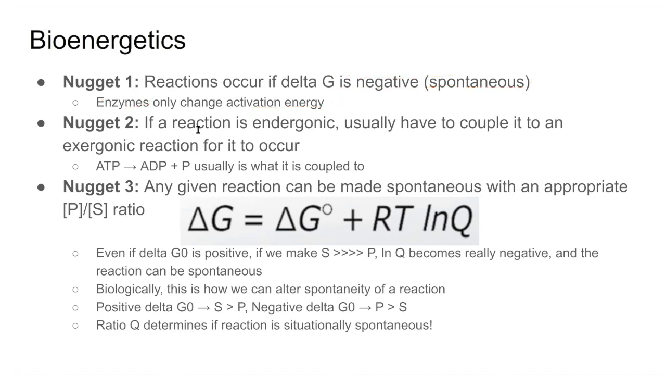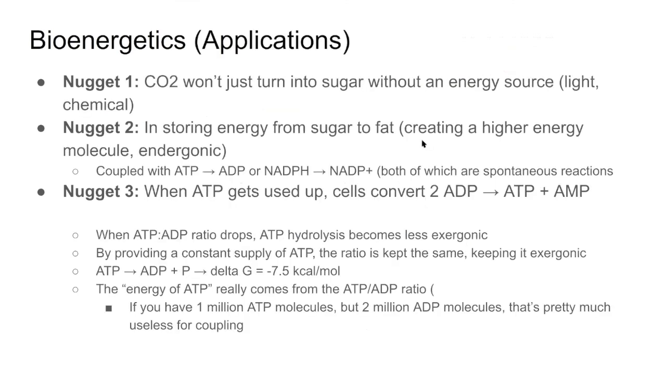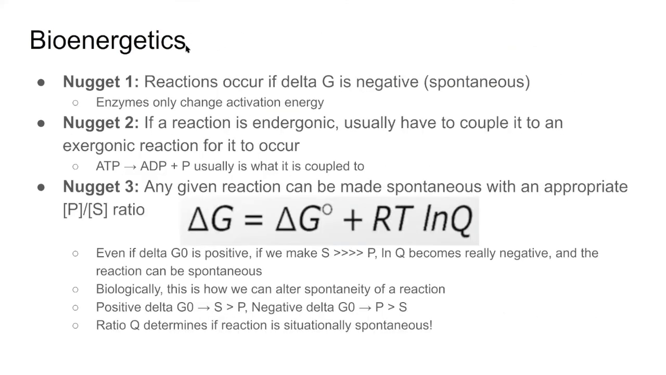Nugget 2, if a reaction is endergonic, you usually have to couple it with an exergonic reaction for it to occur. So if I have a reaction, I'm going to give you a general example if this is unclear. A plus B results in C, and let's just say that delta G of that is +5. So this reaction isn't going to happen without any outside input.